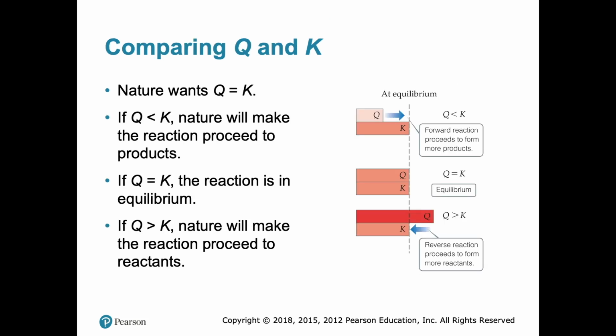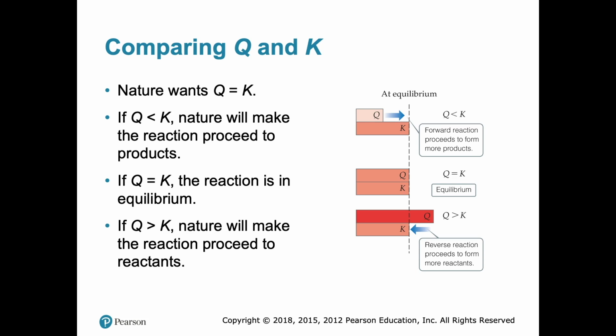So nature wants K to equal Q. Why? Because K is at the point where it's at equilibrium, and everybody wants to be at equilibrium. They're most stable that way. The reaction is effectively over, with the same rate of reaction forward and reverse. So nature wants Q to equal K. If Q is less than K, nature will make the reaction proceed to the products. So here's an example. Here Q is less than K, so it's going to push your reaction towards the products.